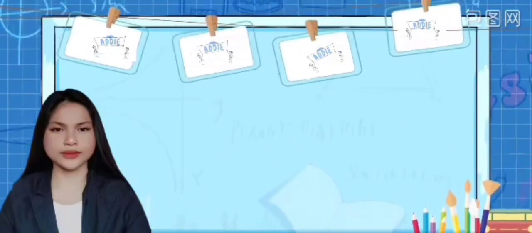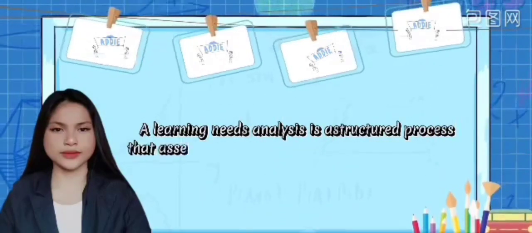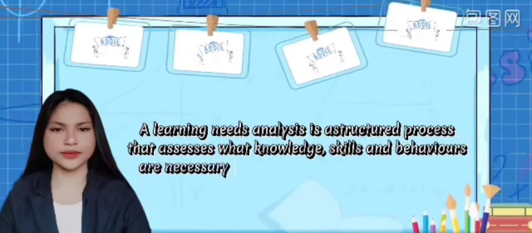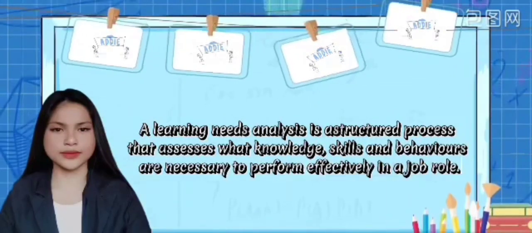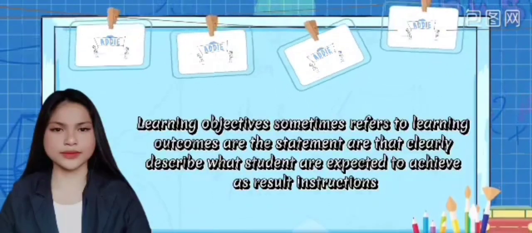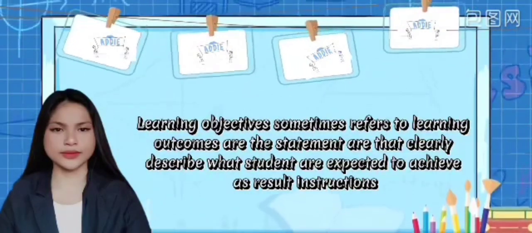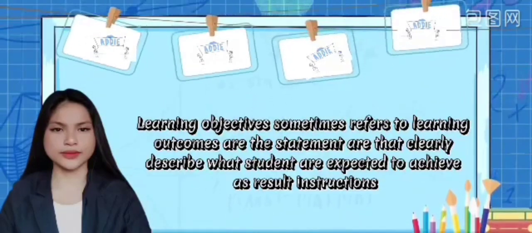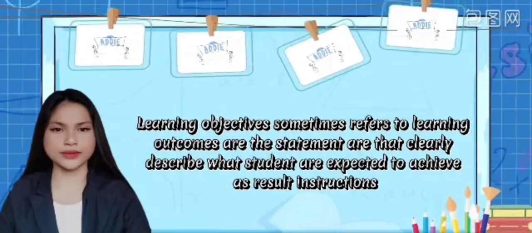The third one is learning needs analysis, a structured process that assesses what knowledge, skills, and behavior are necessary to perform effectively in a job role. Last is learning objectives, sometimes referred to as learning outcomes, which are statements that clearly describe what students are expected to achieve as a result of instruction.